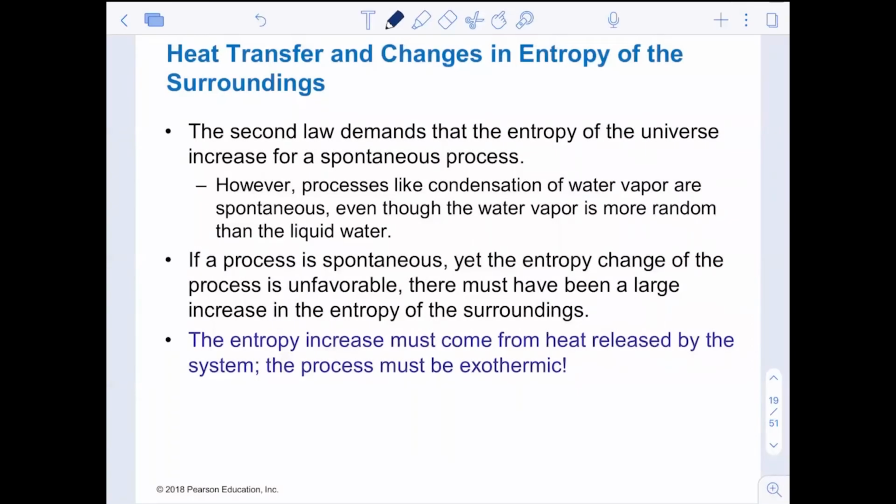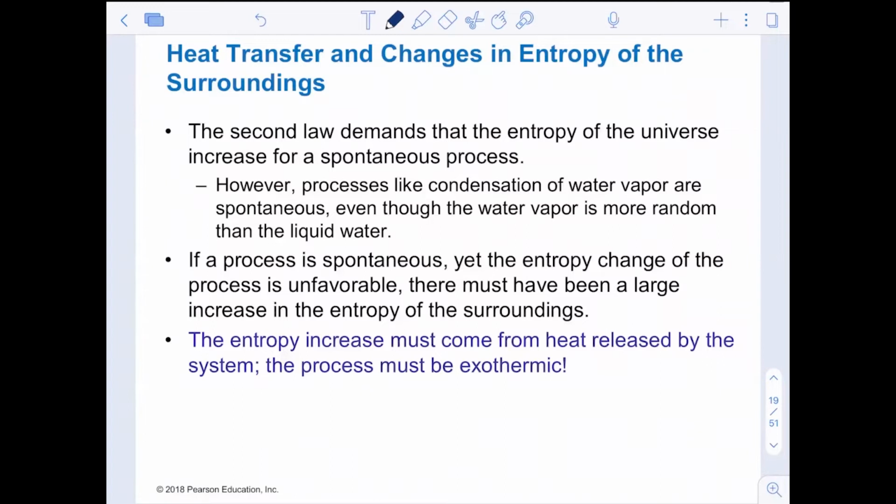Now we're going to talk about what temperature changes or heat transfers have to do with anything. One of the changes that increases entropy was an increase of temperature. So let's talk about what temperature and heat transfer have to do with entropy. Specifically, what does it have to do with the entropy of the surroundings?